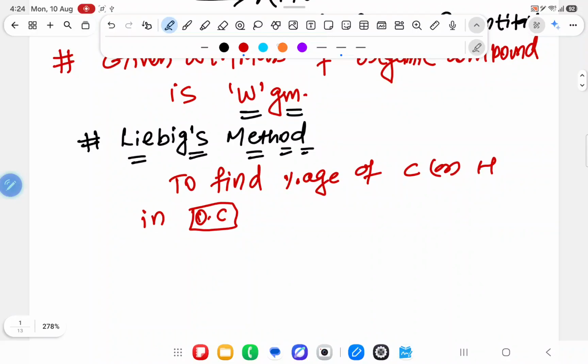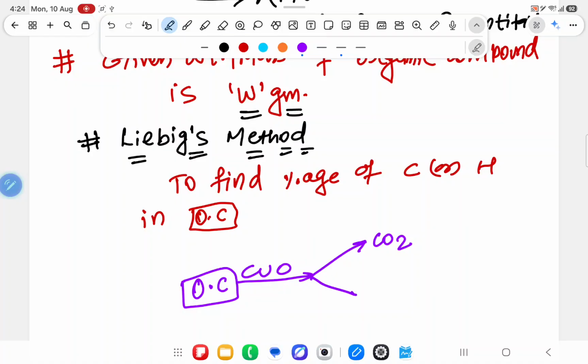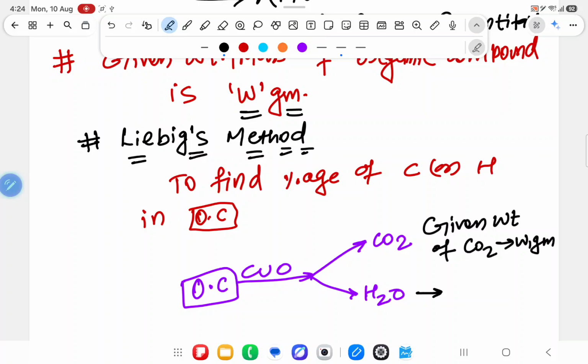Whenever I have dictated you qualitative analysis, what did I tell you over there? I have told you to take the organic compound and react that organic compound with copper oxide. It will give carbon dioxide or H2O. Now suppose we have to find the amount. We are studying about amount. So I am considering that in the question they have given the weight of carbon dioxide as W1 gram, and the weight of water as W2 gram.